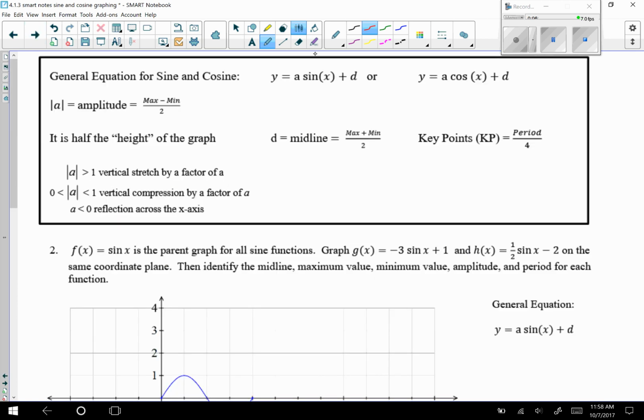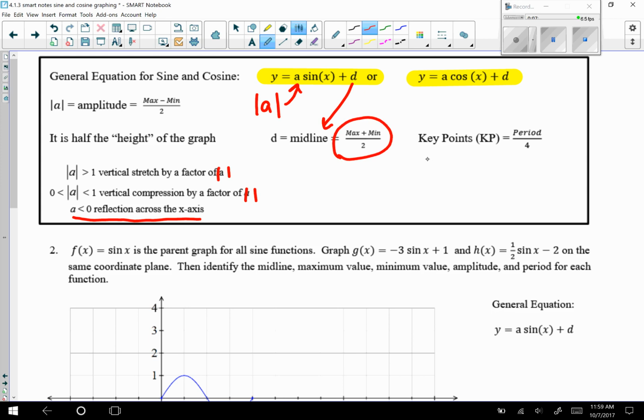Before we start, recall that this is our general equation for sine and for cosine. And we know that the a value is equal to the amplitude. And of course, we always use the absolute value of a because if it's a negative value, we know that negative is actually a reflection across the x-axis. Recall if that a value is bigger than 1, it's a vertical stretch by a factor of the absolute value of a, and if it's in between 0 and 1, it's a vertical compression by a. So again, the absolute value of a is your amplitude, and we know that d is the midline of our graph.